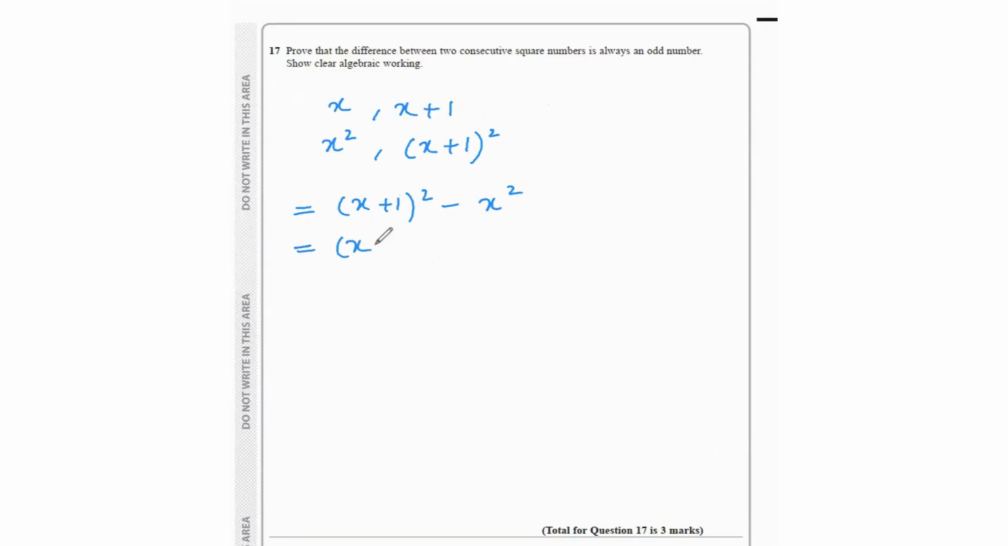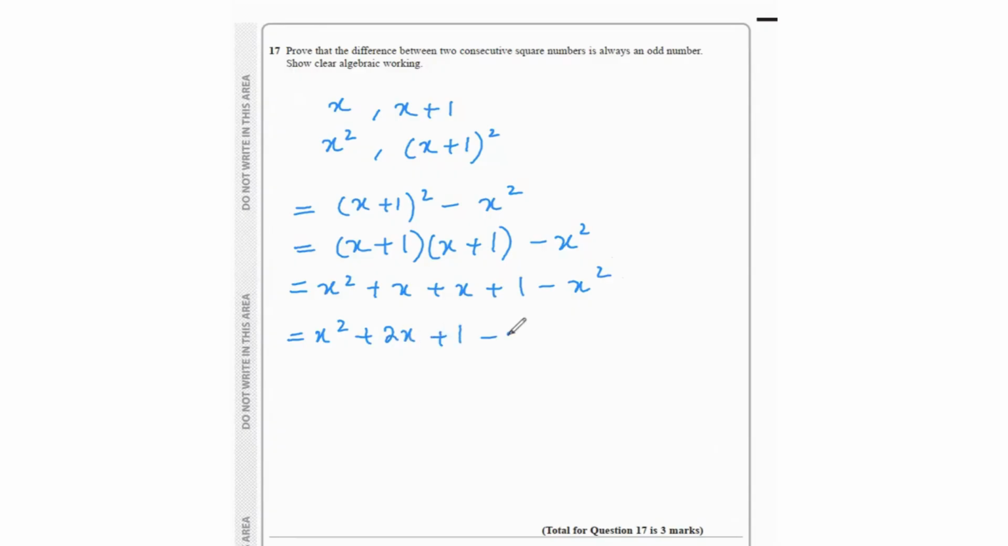Begin with expanding the bracket like we've done in the previous questions. So that's x squared plus 2x plus 1 minus x squared. X squared minus x squared is 0, so 2x plus 1. As you can see, 2x is an even number because x is being multiplied by 2. Anything times 2 is even. So if we add 1 to an even number, the result will be odd. And that's exactly what the question was asking us to prove.